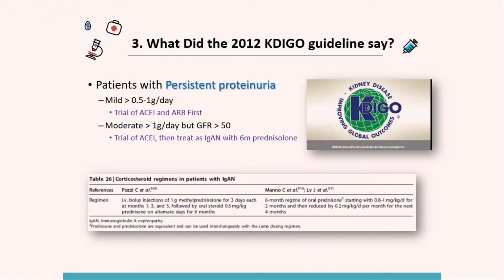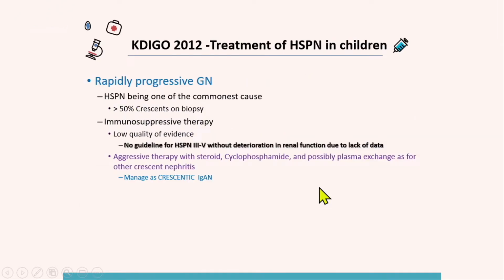What else did it say? So they stratified the degree of proteinuria into various severities. For persistent proteinuria, patients with a mild degree of proteinuria, it was suggested that there's a trial, we can try the ACE inhibitor or ARBs, but for moderate proteinuria with good GFR, perhaps you can try 6 months of prednisolone.